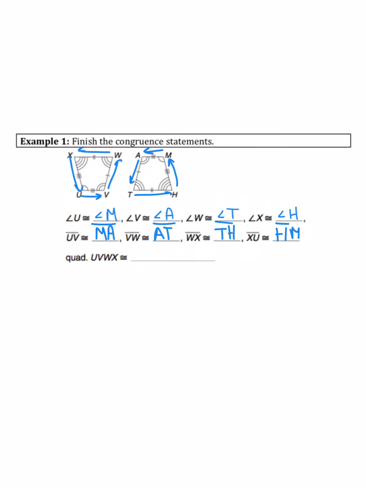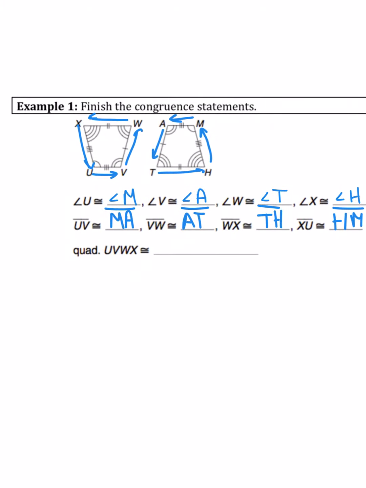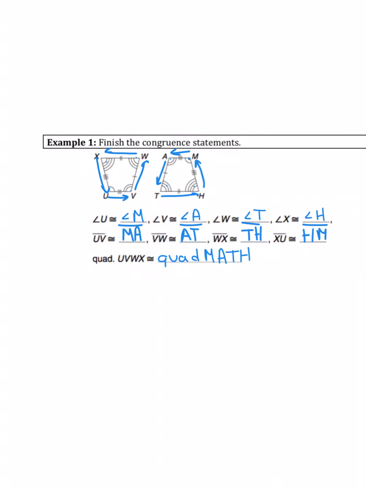So the order of all of those were very important for the segments because we are picking the same spot that the previous figure started at. Next, when we write our total congruent statement, we could say that this is quad U, V, W, X. And since we started at the 1 and went to 2, then 3, then 4, we would start at 1 for this second figure, which is M. So we'd say quad M, A, T, H. And there's a little math humor for you there.